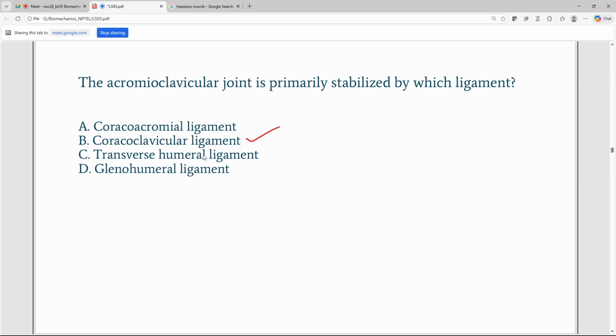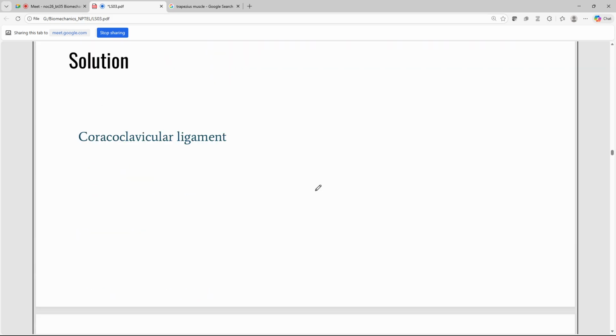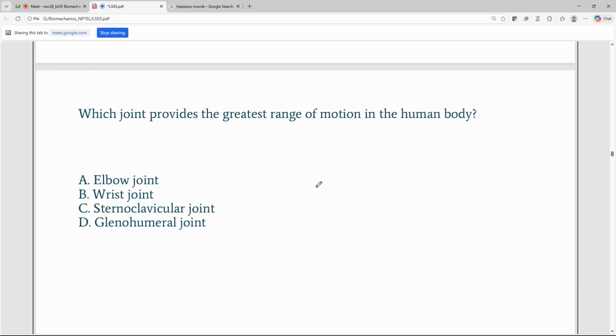I just put it because it is easy, because only clavicular happens. The question is about acromioclavicular joint, and the only option we have in relation to clavicle is option B. Okay, moving to next question.